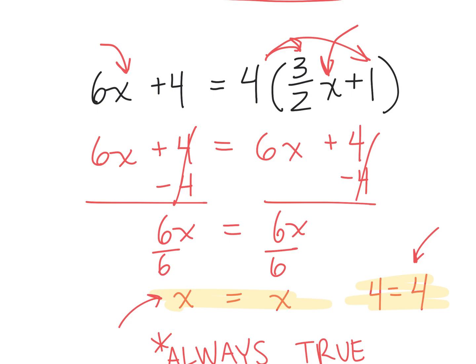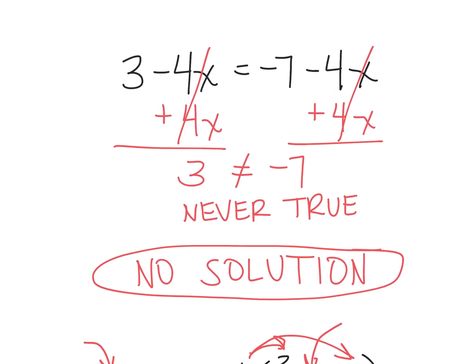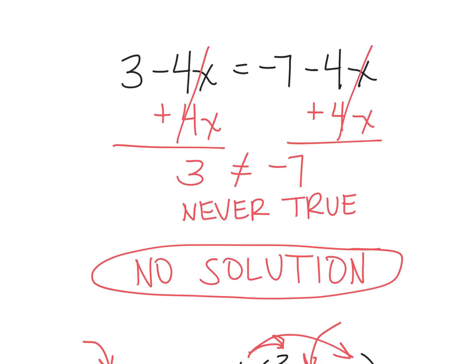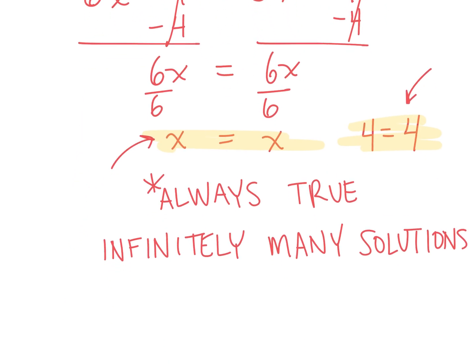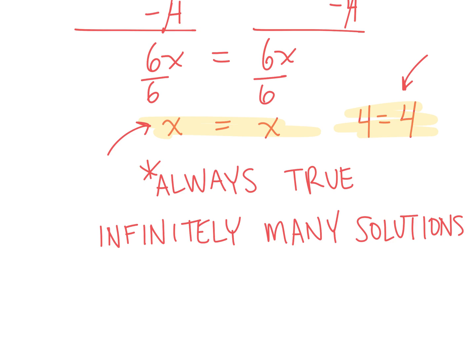So in review here, we saw a couple things. One, you will notice that you're going to see variables on both sides of the equations frequently with this scenario. It is possible that when you finish, you might get a statement that is never true. For example, 3 will never equal -7. If you get a statement that is never true, then you have no solution. And lastly, again, if you end up with a statement that is always true, then you will have infinitely many solutions.